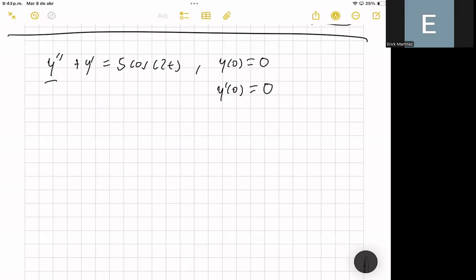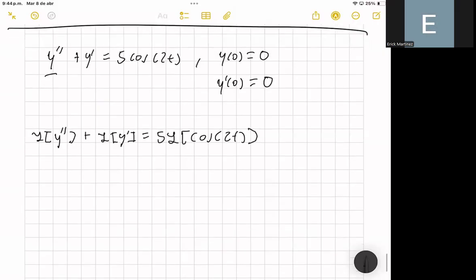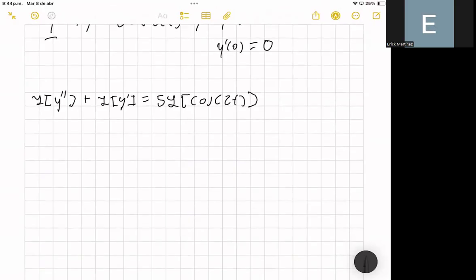So we can apply the Laplace transform to all of the terms we have here. The Laplace transform of y double prime, plus the Laplace transform of y prime, is equal to 5 times the Laplace transform of the cosine of 2 times t. Now we can apply the Laplace transform to each term. So we have s squared times y of s. Here we are using this relationship because we have a second order differential equation.